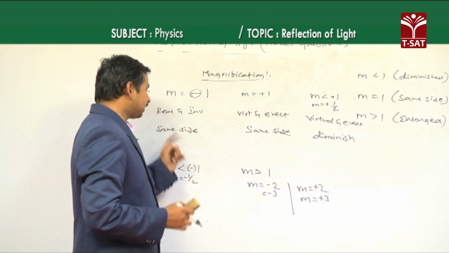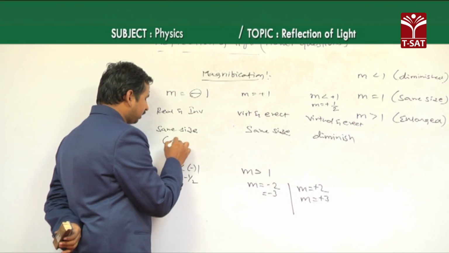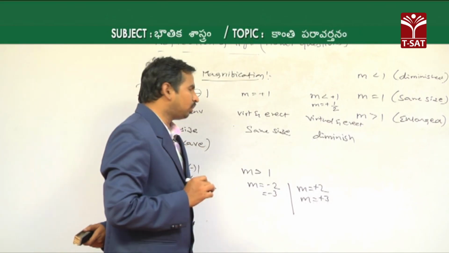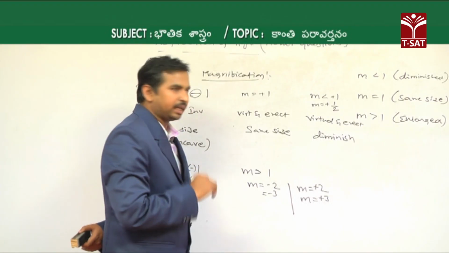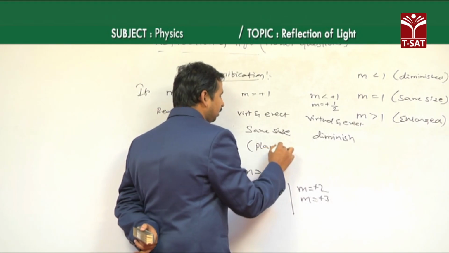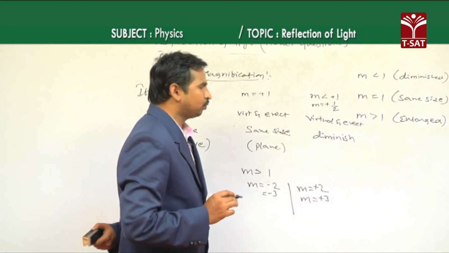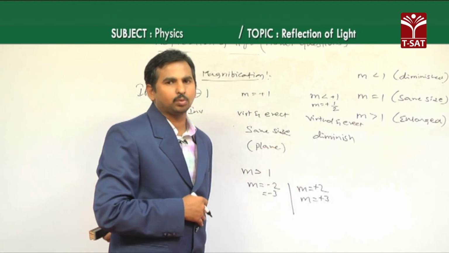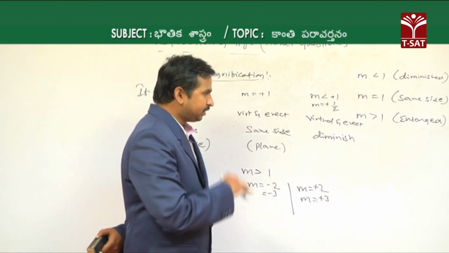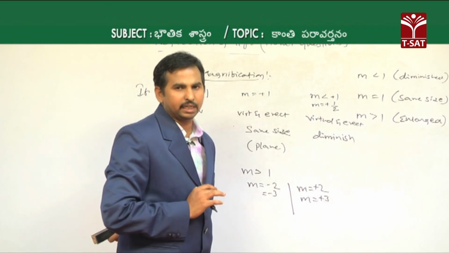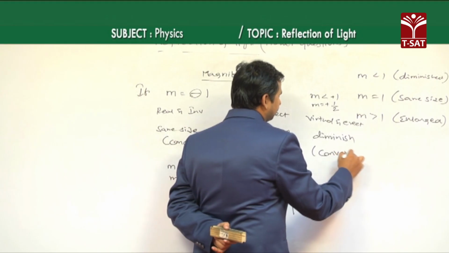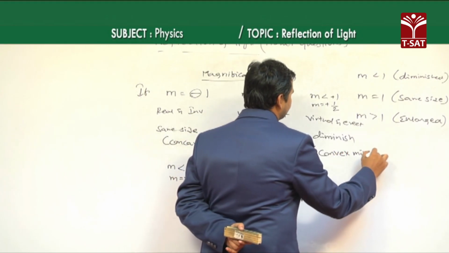Real, inverted, same size, this is meant only for concave. And when you are taking m is equal to plus 1, which is virtual, erect, same size, that is given only by a plane mirror. Whereas m value less than 1, just like 0.5, but given as positive, means diminished and also virtual and erect, and in that case it is a convex mirror.